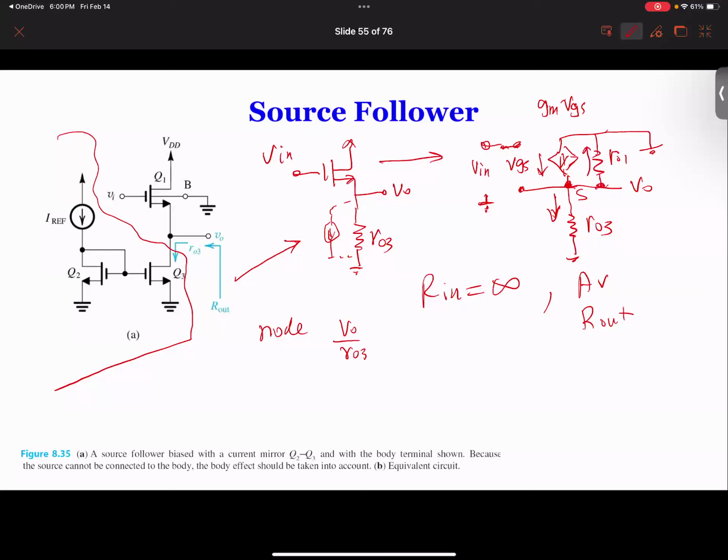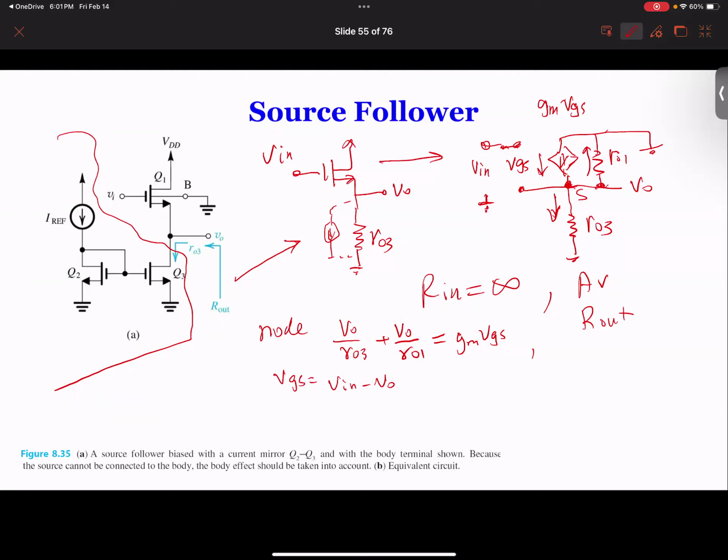The current this way. So there's two currents coming out, one current coming in. So this current is VO divided by RO3, plus this voltage VO divided by RO1, equal to GM times VGS. And we need to find VGS. So VGS equal to V in minus VO, because our output is the source. The VGS is V in minus VO.